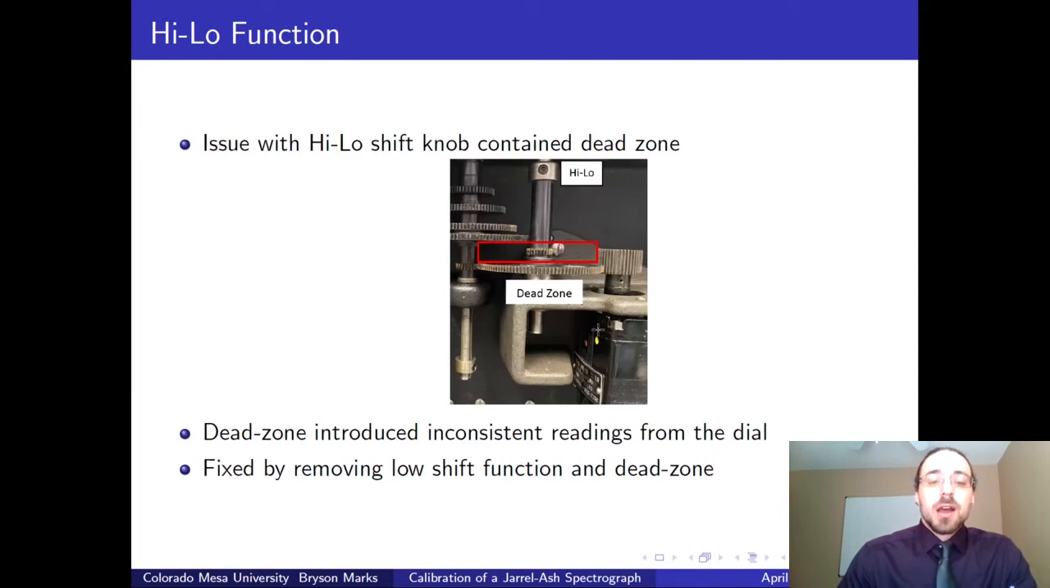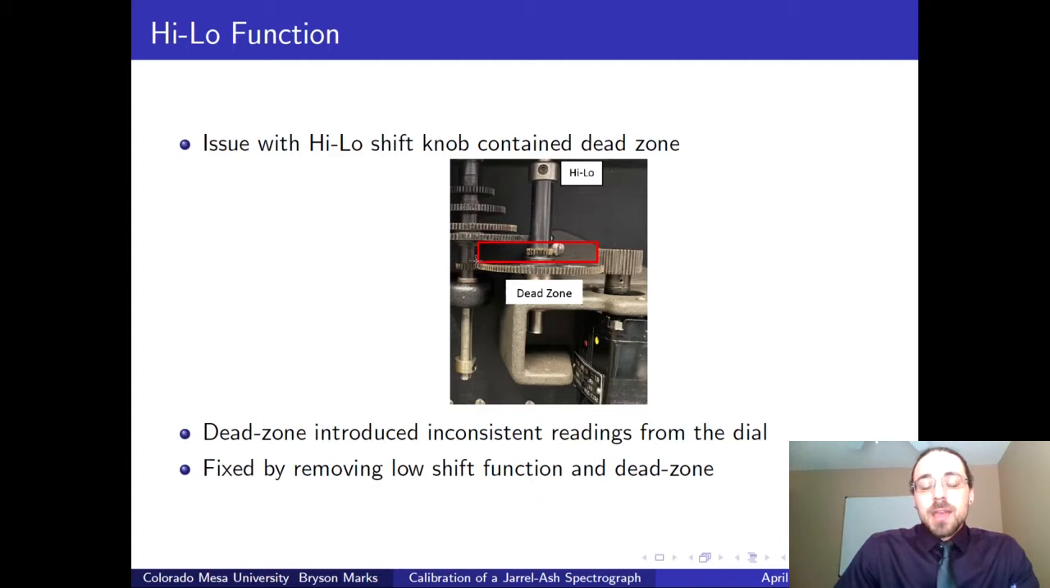Well, the issue with the high-low shift knob is that it contains a dead zone. This dead zone is introduced because this gear on the top of the high-low shift function should be connected to the gear here on the transmission. If you lift it up only slightly, you can disconnect this bottom gear on the high-low shift function from the bottom gear on the driveshaft gear assembly.